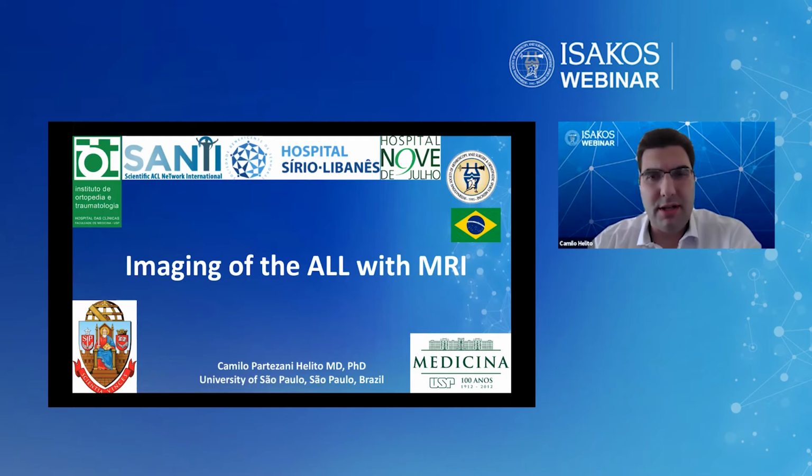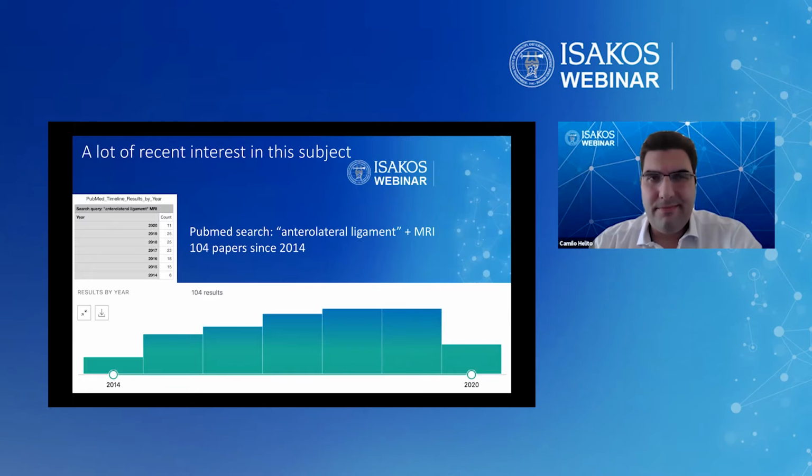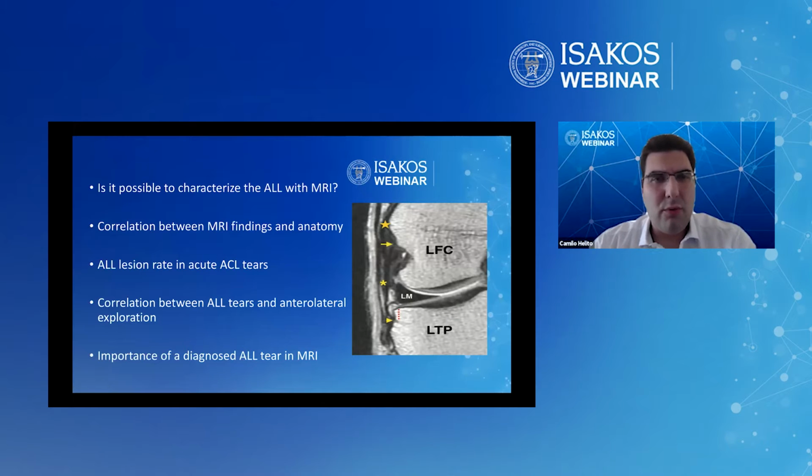We'll talk about imaging of the anterolateral ligament with MRI. There was a lot of recent interest in this subject. If we look at PubMed, we will see more than 100 papers published since 2014. And a lot of good papers from US, Canada, Australia, Europe, South America, Asia. So all of them dealing with MRI evaluation of the ALL. So we will talk about some important subjects in this lecture regarding identification of the anterolateral ligament with MRI.